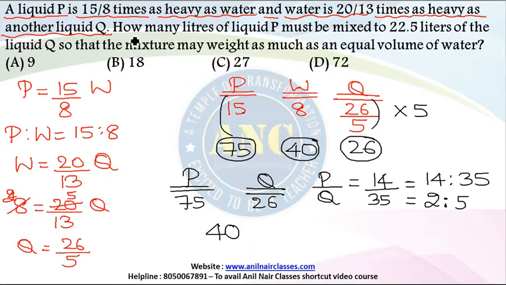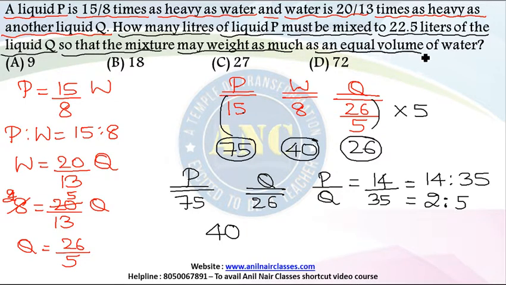Or in simple language, let me read the question, you will understand it better. How many liters of liquid P must be mixed to 22.5 liters of liquid Q so that the mixture may weigh as much as an equal volume of water? That means, how many liters of liquid P must be mixed to 22.5 liters of liquid Q? According to the ratio, 2 liters of liquid P is mixed with 5 liters of liquid Q. But the question says it should not be 5 liters of liquid Q. It is 22.5 liters of liquid Q.